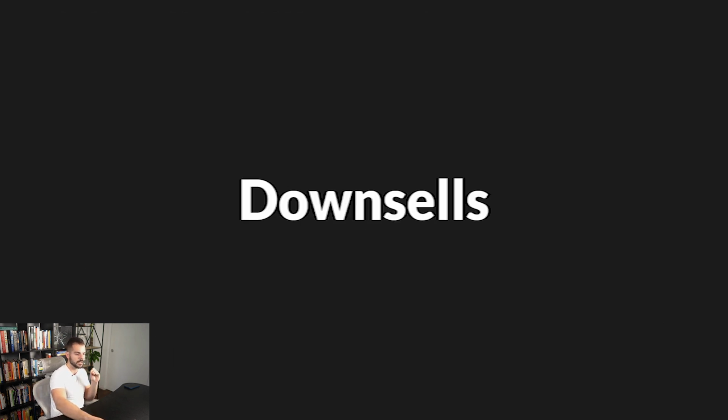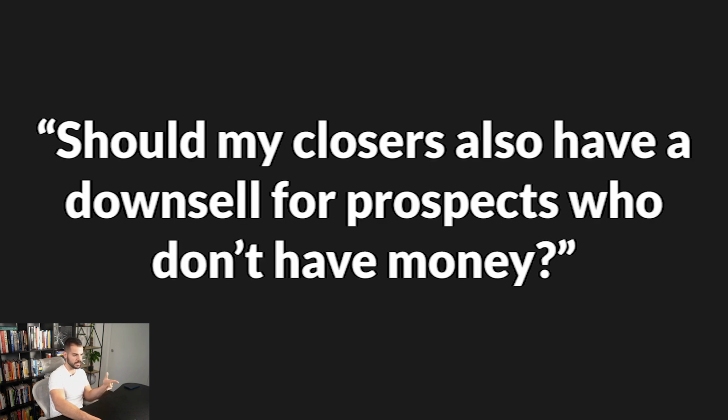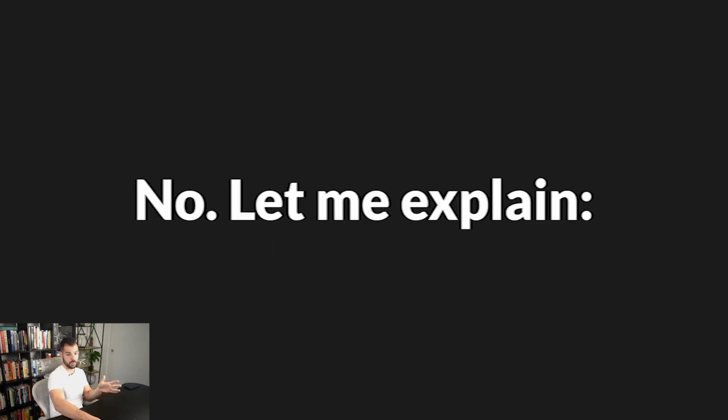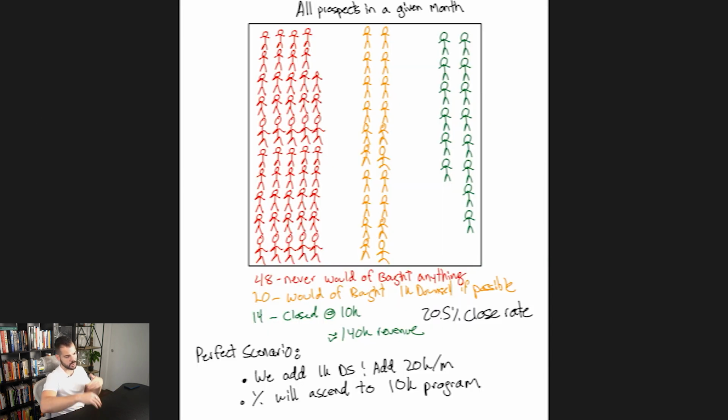Now, this is my pet peeve, but another common mistake that I see is downsells. So, should my closers have a downsell for prospects who don't have money? No, let me explain, okay? If you see this diagram right here, this is all prospects in your given month. So here in the red, I have 48 people who have never bought anything, 20 people who would have bought a 1K downsell if it was possible, and then 14 people who closed at 10K.